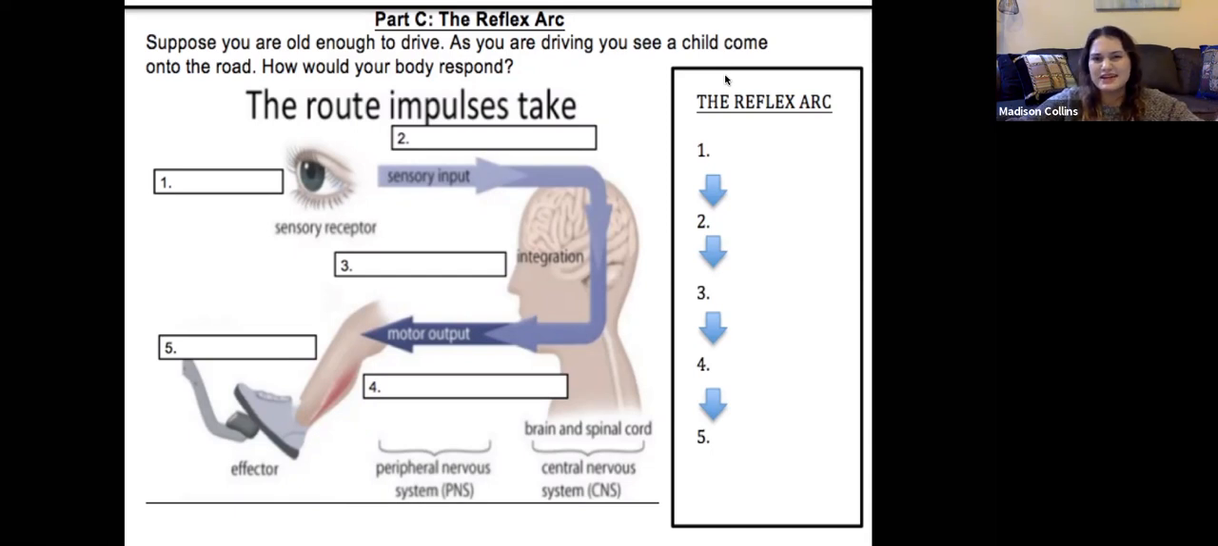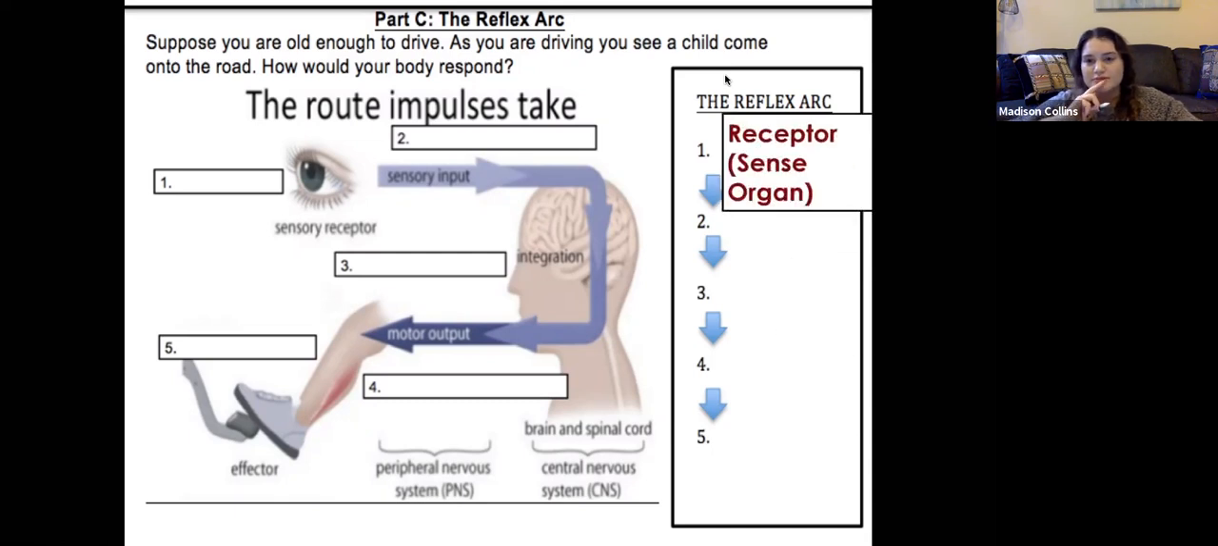But how does that happen? So the route that impulses take is, first step is your receptors. Your sensory organs see that there's a kid in the street. Right? So this is our receptor. Our eyes are going to see that there's a kid in the street.